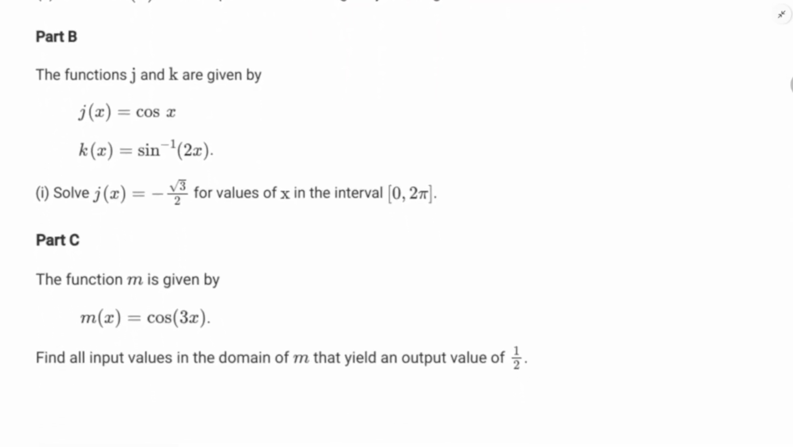Right, part B, j and k are given below. Inverse sine of 2x. Okay, I think we probably took number 2 off of there, because you don't know how to solve those equations quite yet, although I think you probably have a pretty good idea of how.